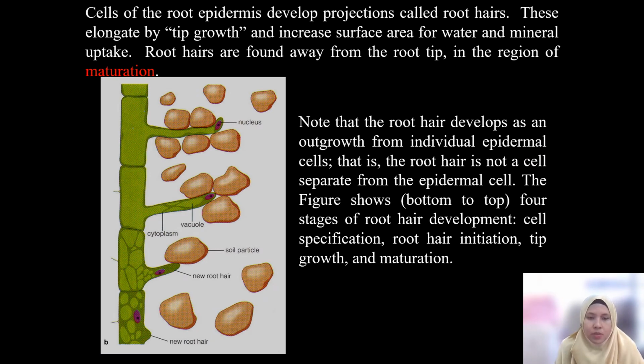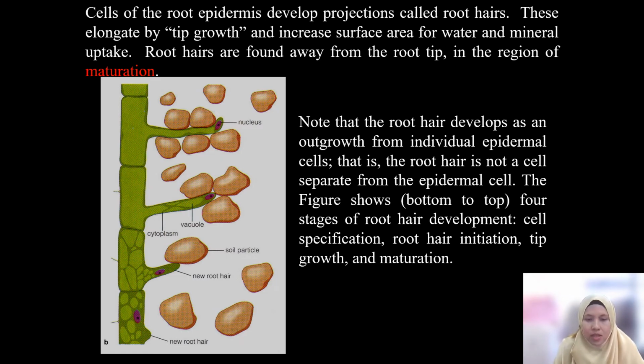So this is the process where it shows the development of the root hair dekat maturation punya zone. Okay, so this is the first step, second step, third step, and fourth step. So the first step is the cell specification, and the cell comes from the individual epidermal cell. Okay, so kita boleh nampak there is a new root hair going out lah. Then the second one is the root hair initiation.